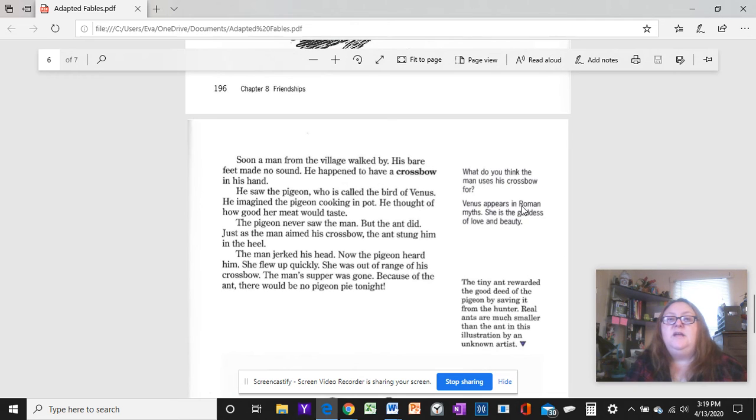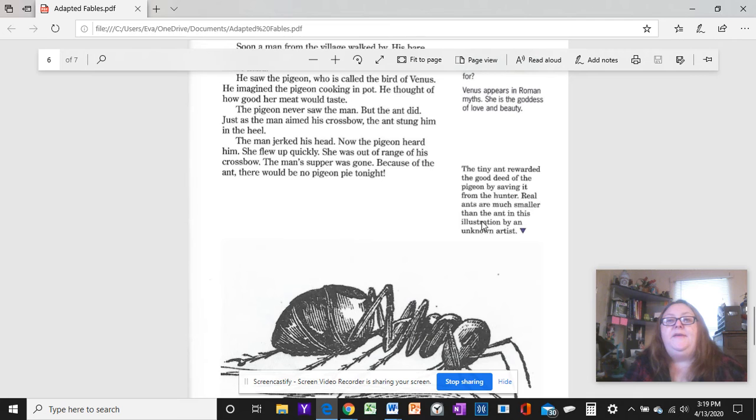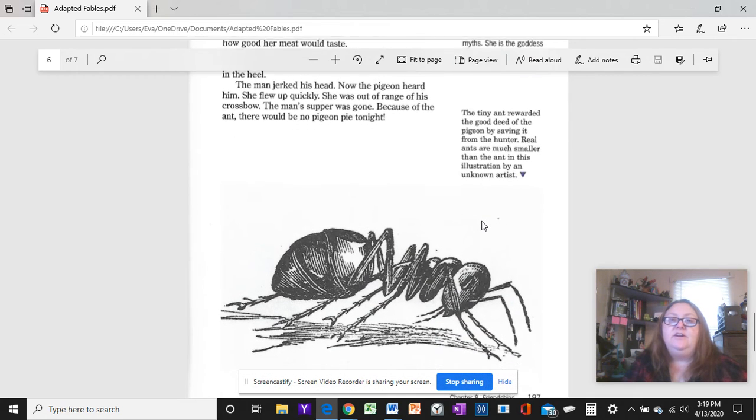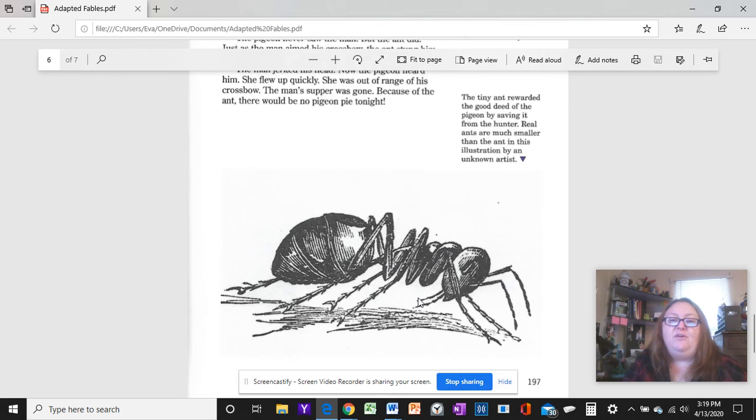There's crossbow. And then this part talks about Venus, a Roman goddess. And then the tiny ant down here and his information. I know it doesn't look tiny, it looks really huge, but that's a larger scale for an ant.